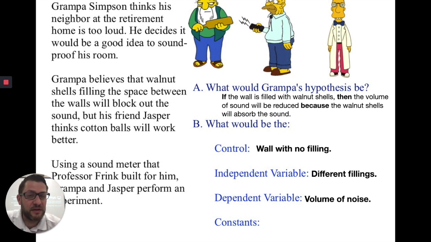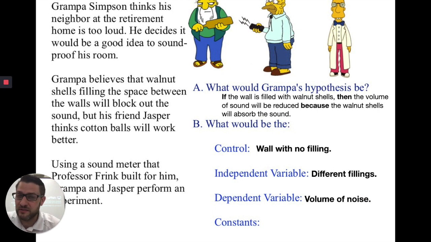Other things you might want to think about when designing an experiment as a constant is things like time of day. People don't often think about this, but sound actually travels differently during the day than it does at night. If you've ever been outside at night and realized that you can hear things that you don't normally hear during the day, that's because sound actually travels farther at night. The air density changes at night, so sound travels differently. So even considering what time of day we are doing our experiment could have an impact on your results.